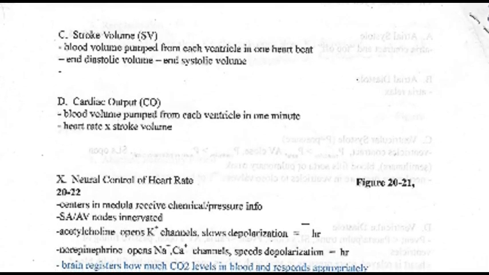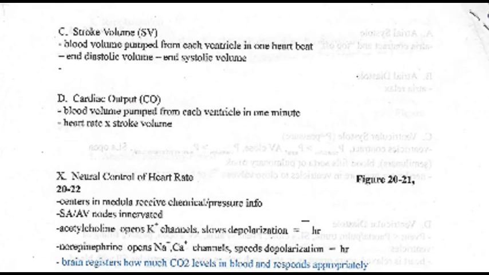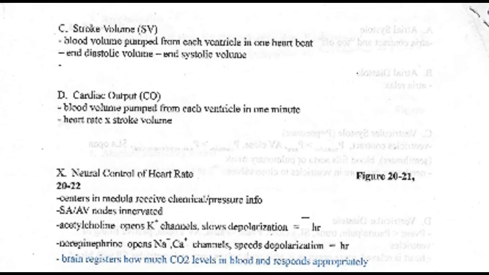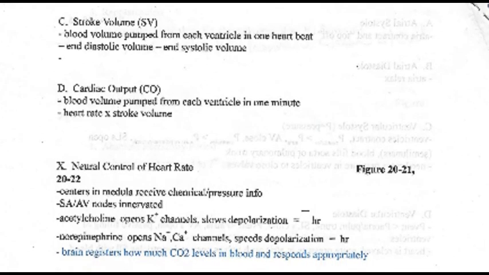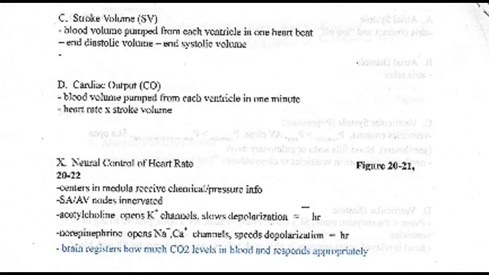Cardiac output, CO. This is the blood volume pumped from each ventricle in 1 minute. The equation for cardiac output is the heart rate times the stroke volume.